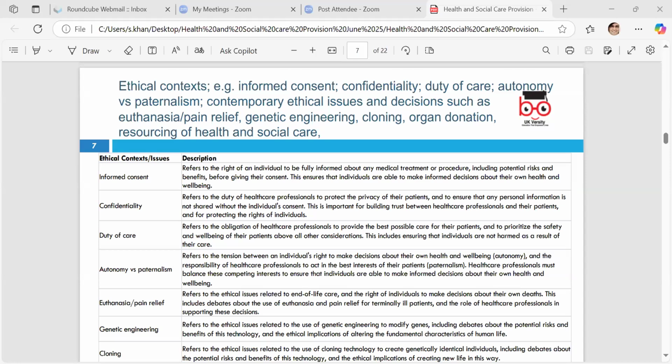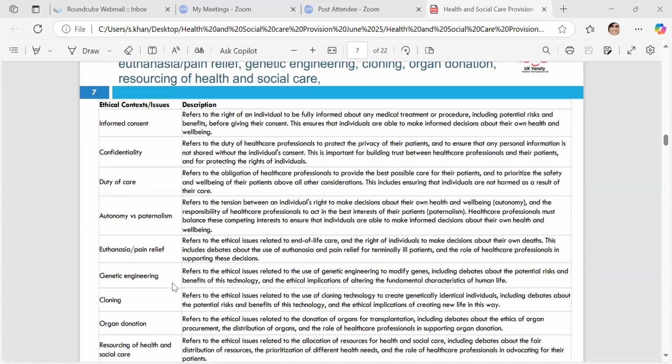So the first one is informed consent. This is where patients have the right to make informed decisions about their care. The role of the healthcare provider is to make them understand the risks and everything, if there are any risks or any alternative treatment. The next one is confidentiality, which is again really important. Why is confidentiality so important? Protecting someone's privacy is an ethical obligation. Why do you think it's so important?